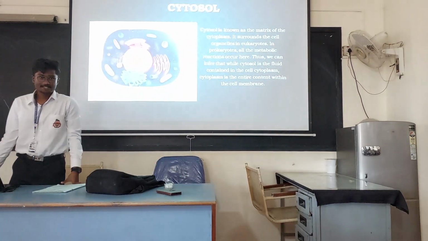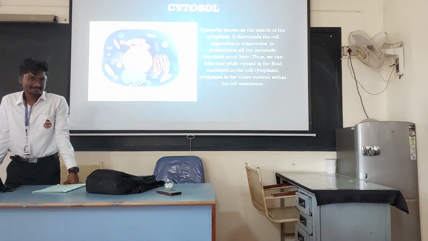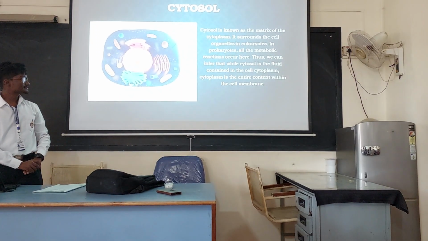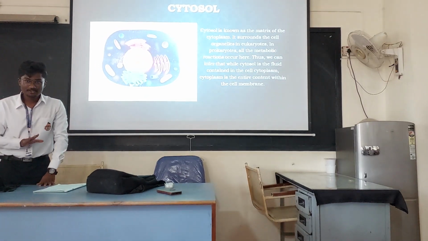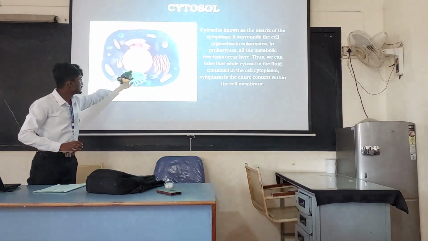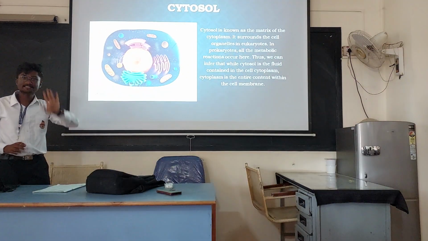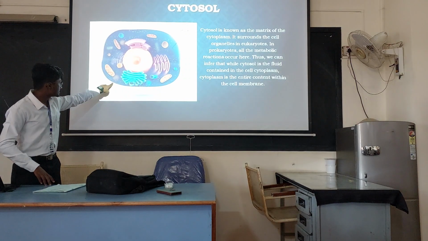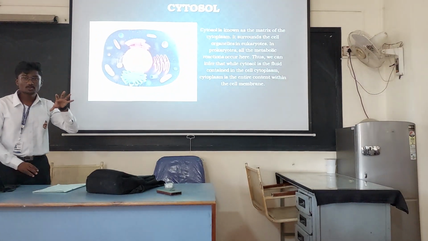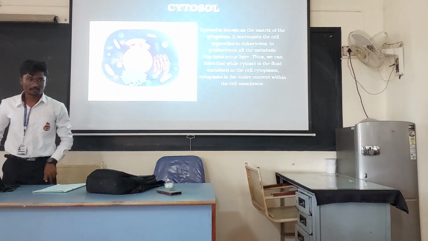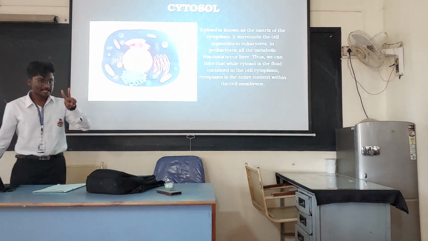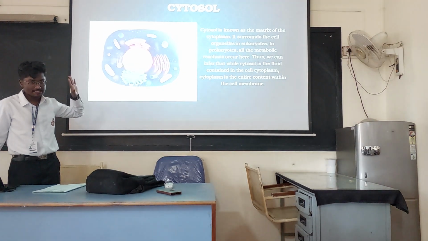And my question is, what is the difference between cytoplasm and cytosol? Does anybody know? See, cytoplasm means the entire content of the cell, which is without cell membrane and nucleus. Without nucleus and cell membrane, everything inside is cytoplasm. And without the cell membrane, without the nucleus, without the cellular organelles, only the liquid matrix of the cell is cytosol. Okay, and the cytosol has two types: endoplasm and ectoplasm.